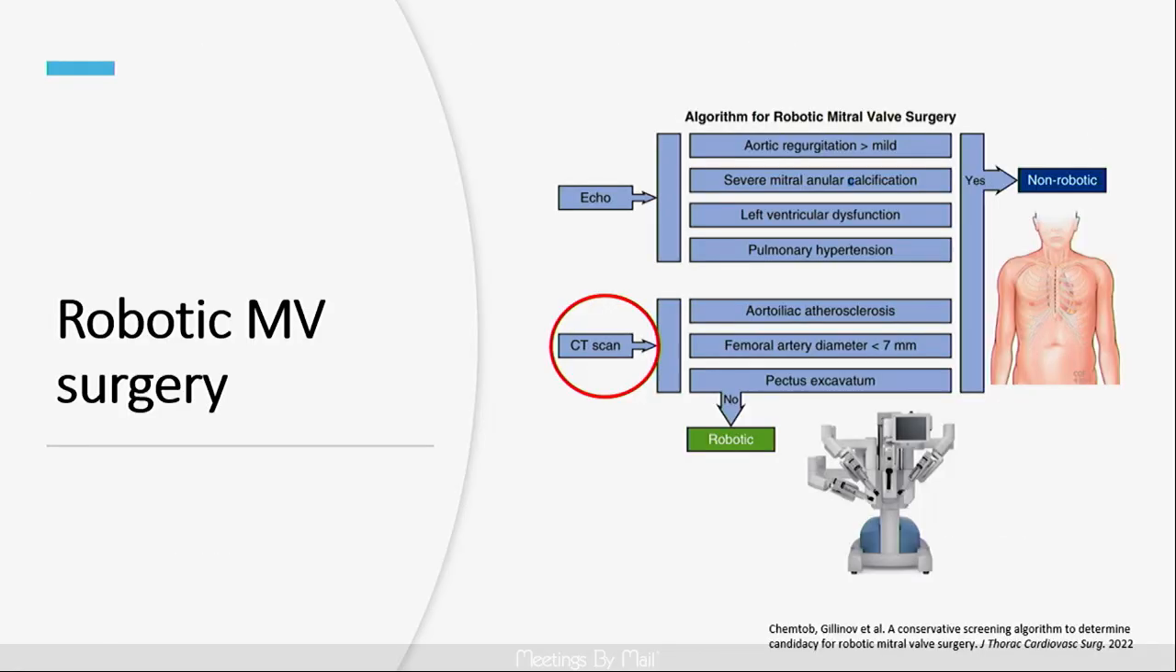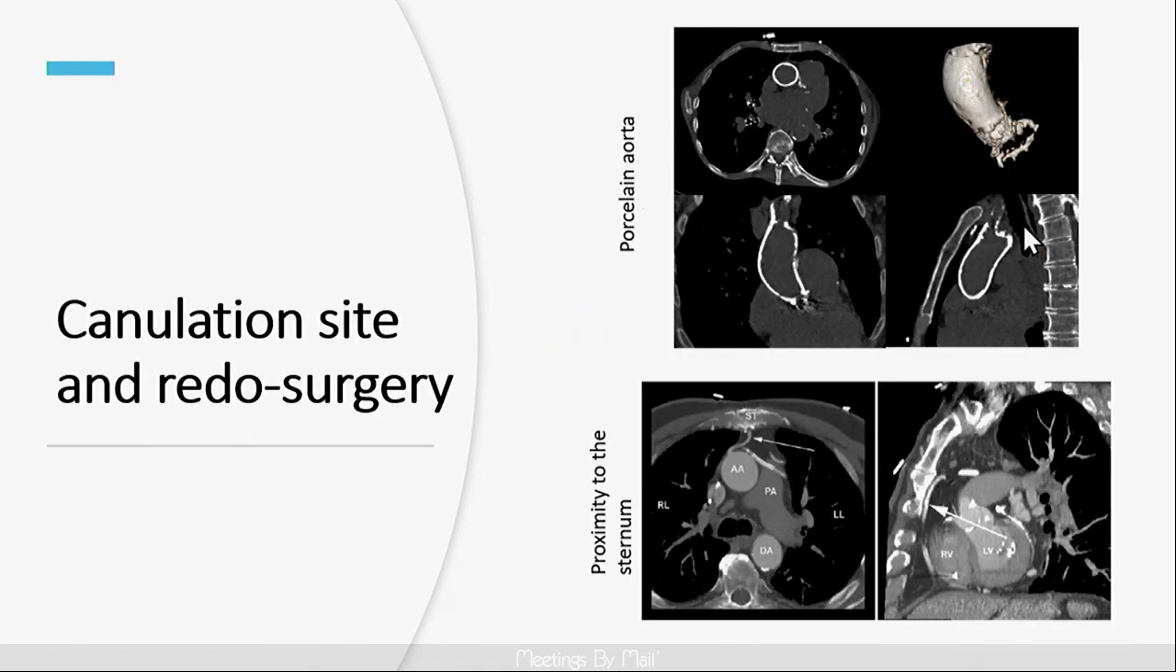We have an excellent robotic mitral valve program, and one of the things that Dr. Gillinov always talks about is the screening of these patients, and all of these patients get a CT scan, and the main reason for the CT scan is to assess their candidacy for robotic surgery. We look at the aortic atherosclerosis, the femoral artery dimensions, and then the presence of any pectus, trying to select patients who would be a good candidate for robotic surgery.